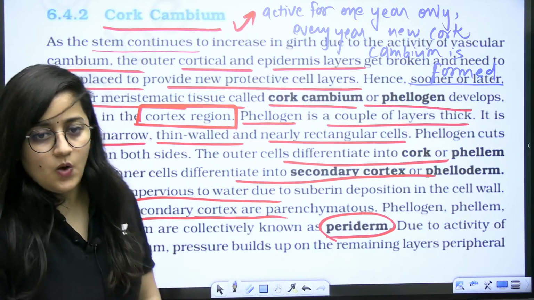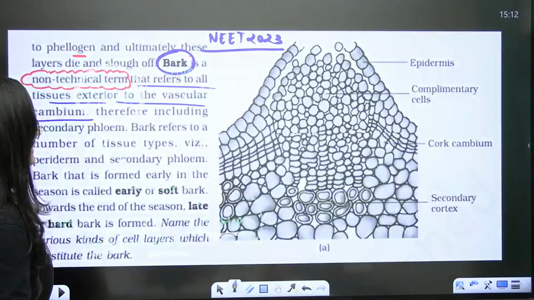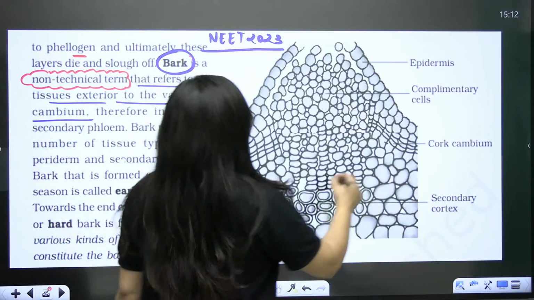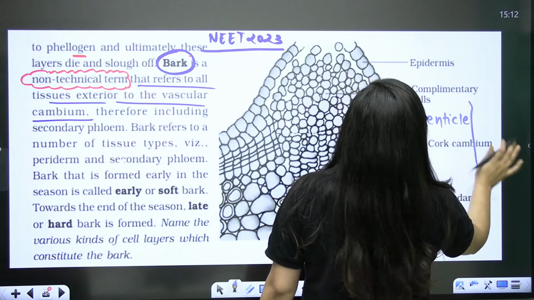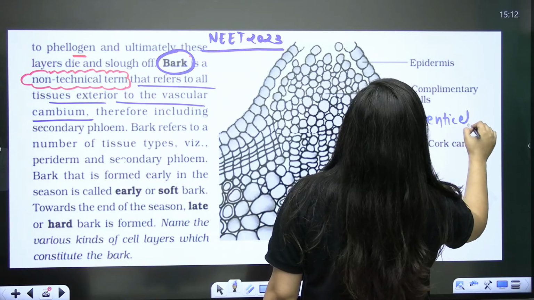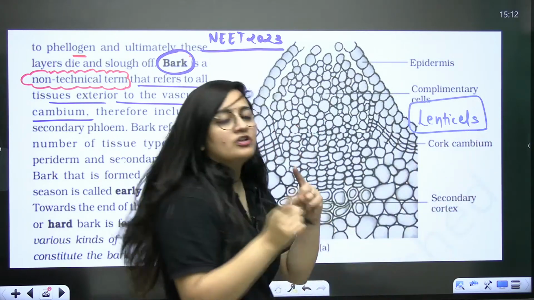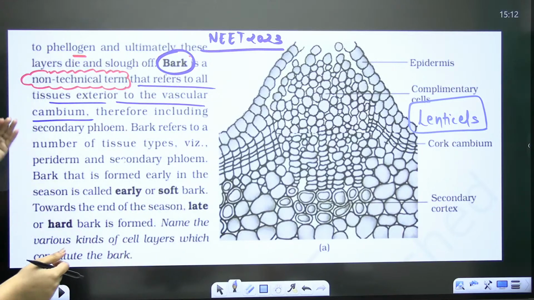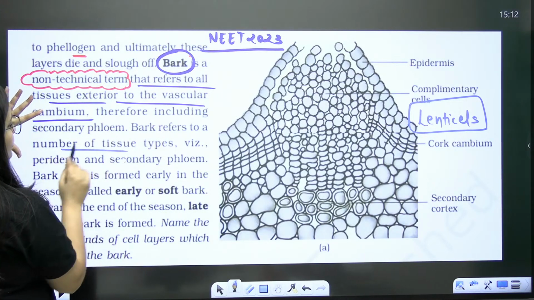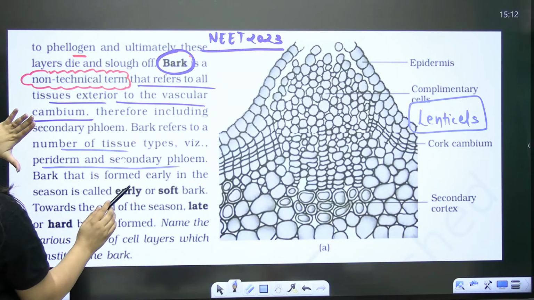Okay. So next is the lenticel. I hope you know about the lenticels, right? They are the pores which are present on the bark, on the stem basically. These pores are meant for the gaseous exchange. So see here, bark refers to a number of tissues I told you, periderm and secondary phloem.